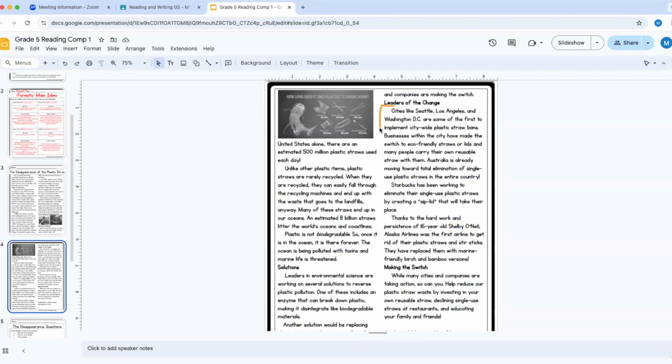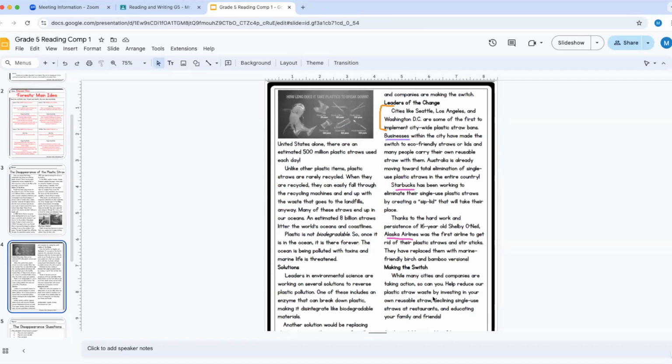Starbucks has been working to eliminate their single-use plastic straws by creating a sip lid that will take their place. Thanks to the hard work and persistence of 16-year-old Chevy O'Neill, Alaska Airlines was the first airline to get rid of their plastic straws and their stir sticks. They have replaced them with marine-friendly birch and bamboo versions.